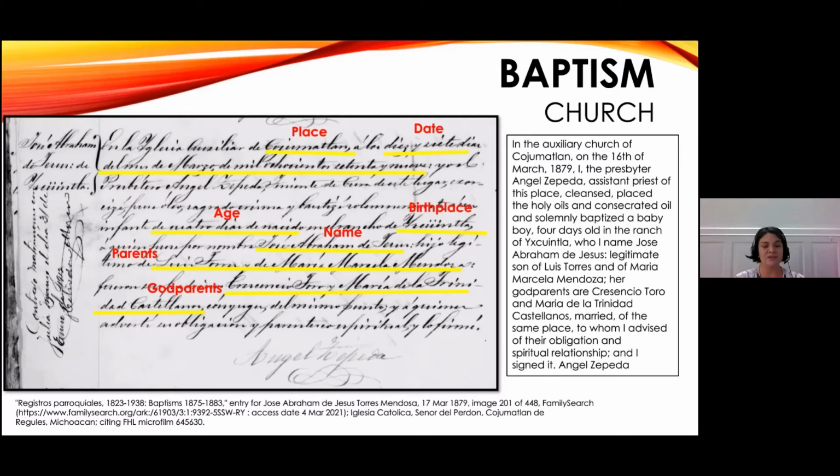Now, this record has notations in the margin. So at the top, it's got the baby's name and birthplace. But then there's a note written vertically, and it says that Abraham married Julia Manzo on January 31st, 1912. So you might see notes like this, but it really just seems to depend on the parish priests and how well they kept up with these records, if they felt motivated to do that.